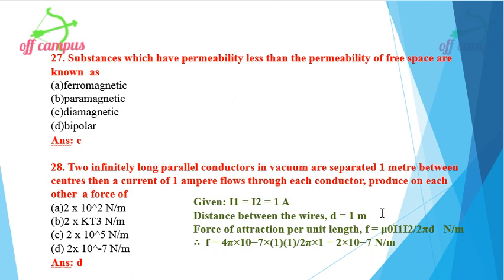Okay. We know the value of mu naught. Mu naught is a constant value, that is 4 pi into 10 power minus 7. Into I1 I2, substituting in that formula, I1 I2 equal to 1, divided by 2 pi into the distance value 1. So by solving, this is very simple, everything is multiplied by 1. So pi and pi get cancelled, 4 divided by 2 is nothing but 2 into 10 power minus 7. So 2 into 10 power minus 7 Newton per meter, which is option D, the right option.